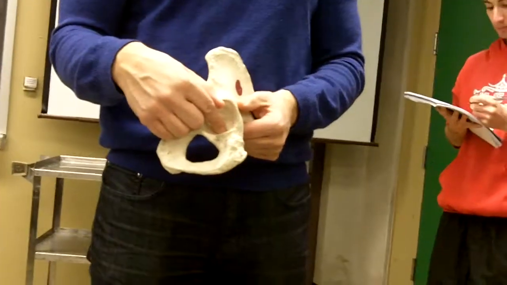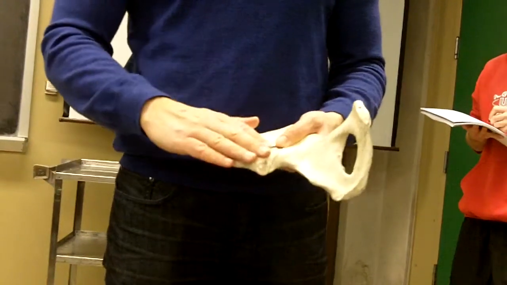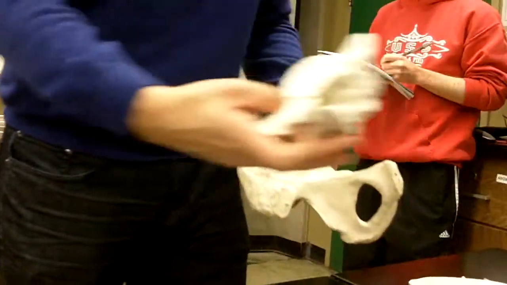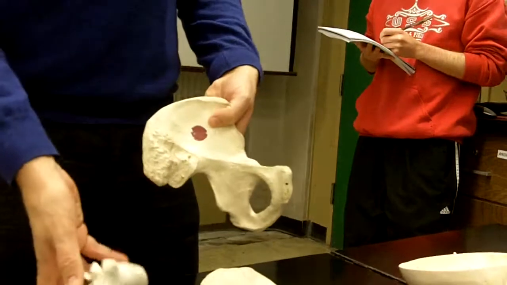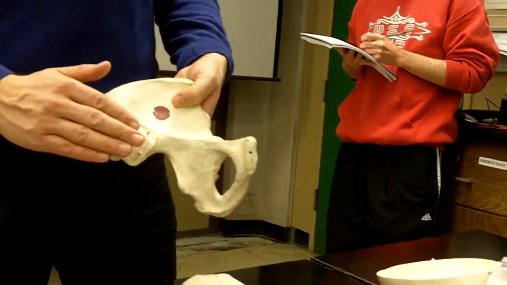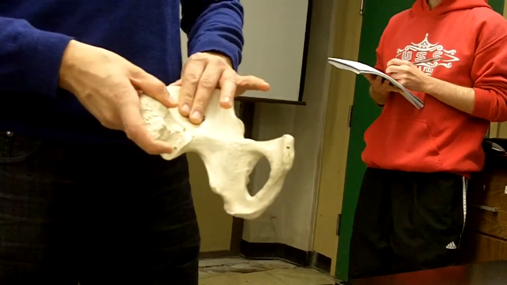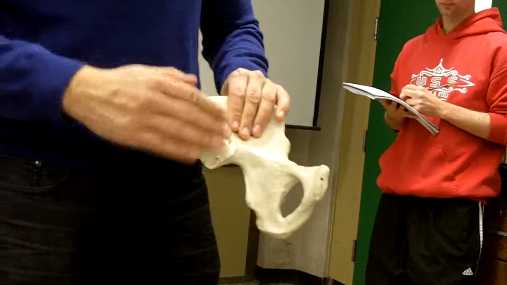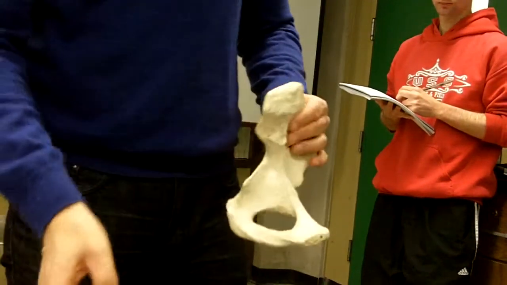Everybody got that? Great. Okay, next, we have this rough part right here. This articulates with the sacrum. So it would articulate, okay, basically like this. Okay, so this is called the auricular surface. This is called the auricular surface. And this right here is known as the iliac fossa. Didn't we call this the ilium? So this is the iliac fossa, and this is the auricular surface. Auricular surface articulates with the sacrum.